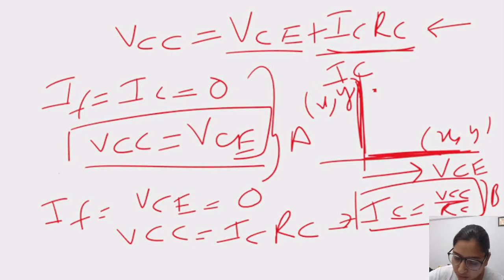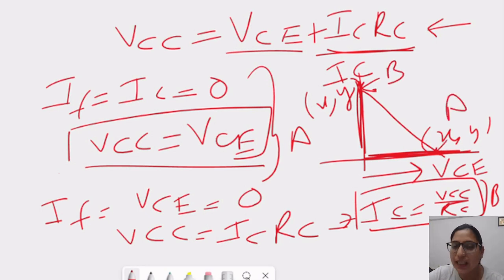Now we will draw the line. So what will be the line? The line will be like that. Here B point and here A point. So this line we will now show in our output characteristic. Okay, so we will show a particular diagram here.